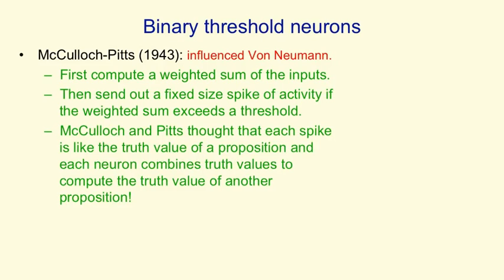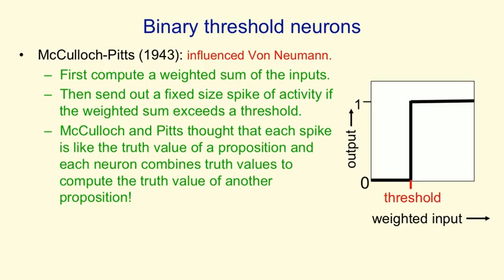McCulloch and Pitts thought that the spikes were like the truth values of propositions. So each neuron is combining the truth values it gets from other neurons to produce a truth value of its own. And that's like combining some propositions to compute the truth value of another proposition. At the time, in the 1940s, logic was the main paradigm for how the mind might work. Since then, people thinking about how the brain computes have become much more interested in the idea that the brain is combining lots of different sources of unreliable evidence, and so logic isn't such a good paradigm for what the brain's up to.